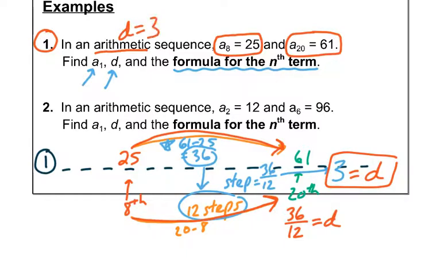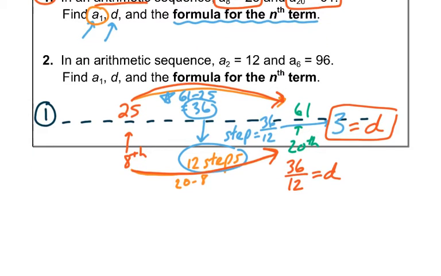I'll put that up here. All right, that's so far so good. Now, how can we go backwards and find A sub 1? Well, the good news about this brand new formula that you found, friends, is you can use it over and over and over again. Watch how.